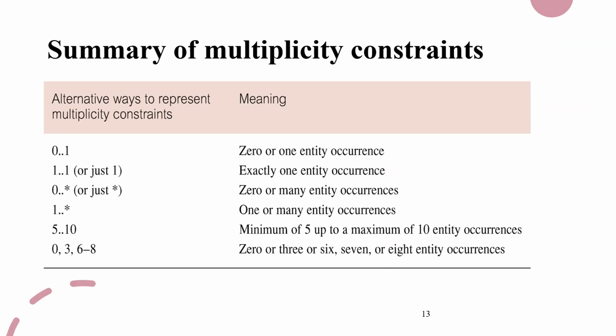This is the multiplicity constraints that has been explained previously. 0 to 1 is 0 or 1 entity occurrence. 1 to 1 is exactly 1. 0 to star, or just star, is 0 to many entities. 1 to star is 1 to many. 5 to 10 is very precise. They provide a scale of 5 up to 10 maximum, and then 0 to 3 is optional, and a range from 6 to 8. So these are examples of various multiplicity constraints in association.